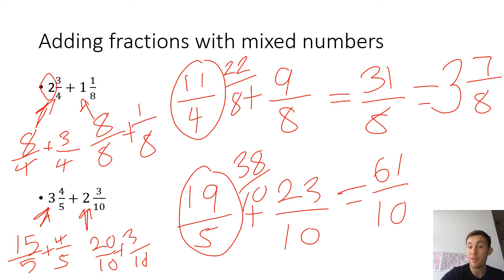Again, it's an improper fraction, so I'm going to turn it into a mixed number. 10, 20, 30, 40, 50, 60. So I've got 6 wholes and 1/10 left over.